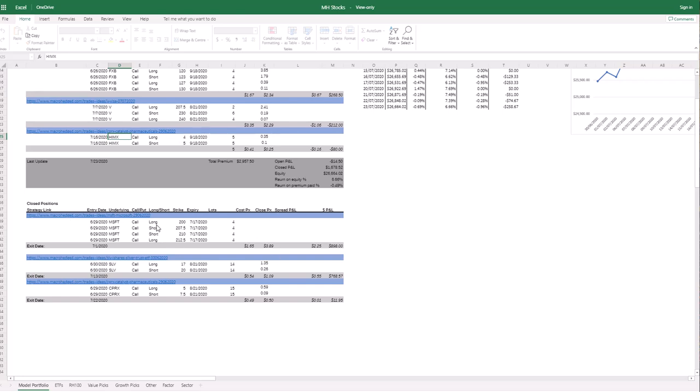You'll see Microsoft did well. Silver did very well, but then exited slightly early, but it is what it is. And then we had this CPRX, which we exited for basically a scratch after giving it a lot of time.